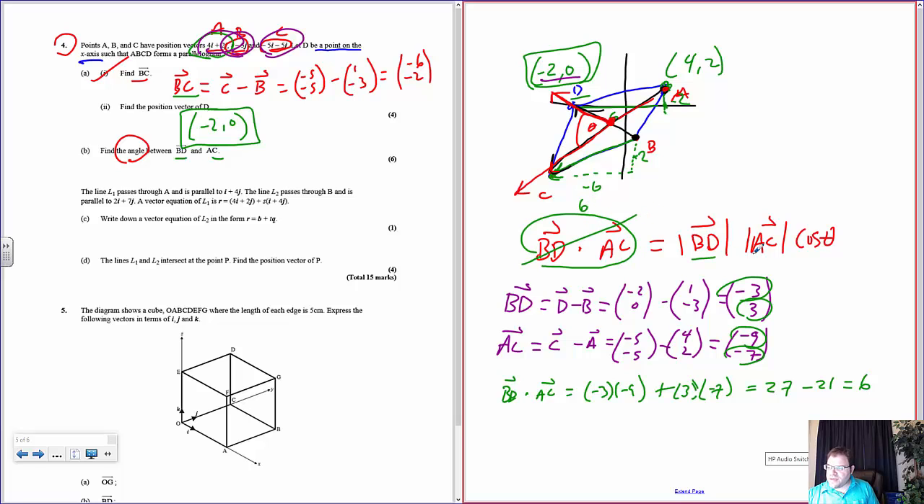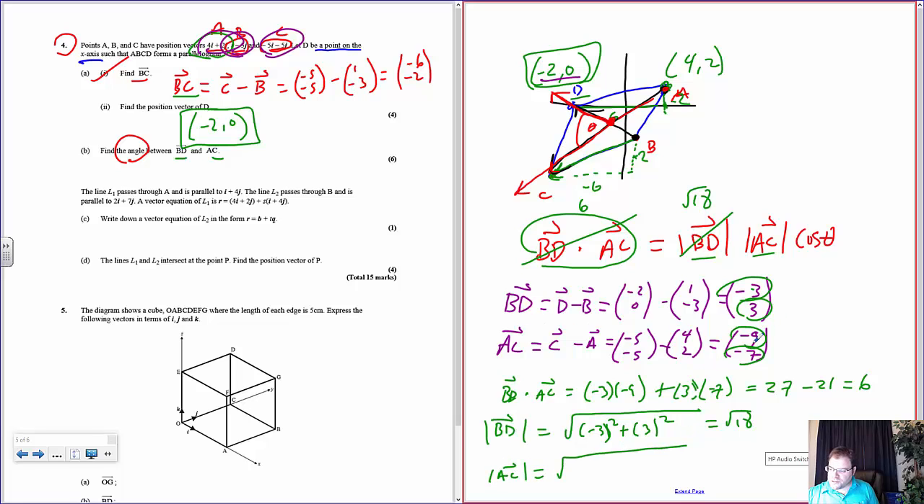That's what this is. And let's find the magnitudes of BD and AC. Sorry. So BD, the magnitude, is equal to the square root of BD's components, which are negative 3 and 3. So negative 3 squared plus 3 squared, which is 9 plus 9, which is root 18. And let's find the magnitude of AC. Take the square root of its components, which is negative 9 and negative 7. So negative 9 squared plus negative 7 squared. So that's actually 81 plus 49, which is 130. So that's the square root of 130.